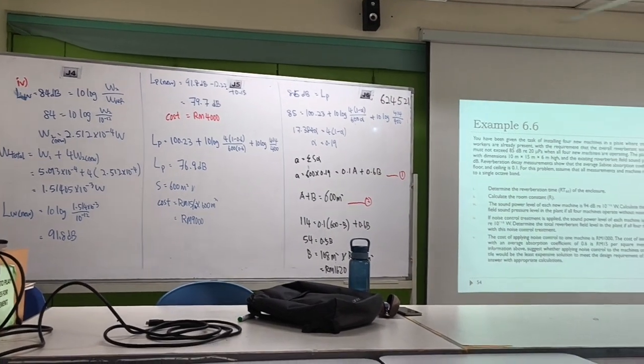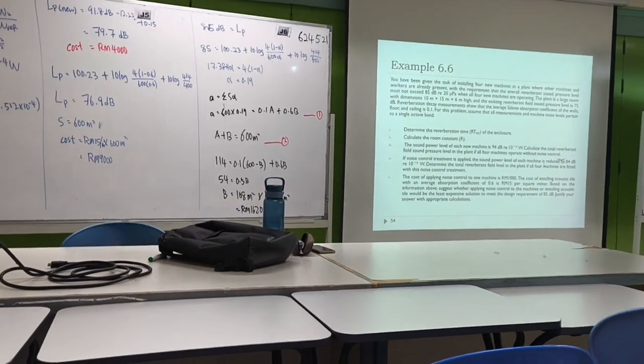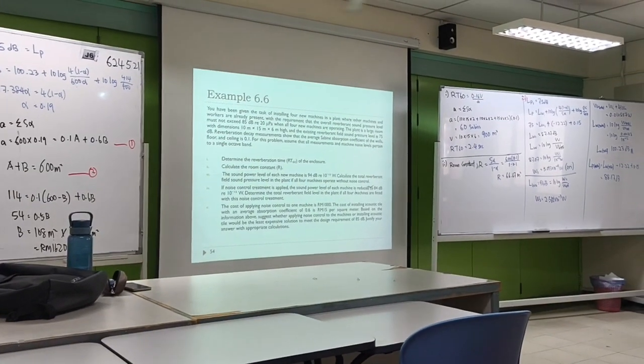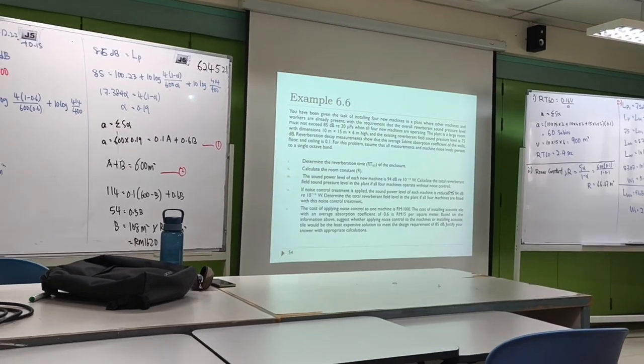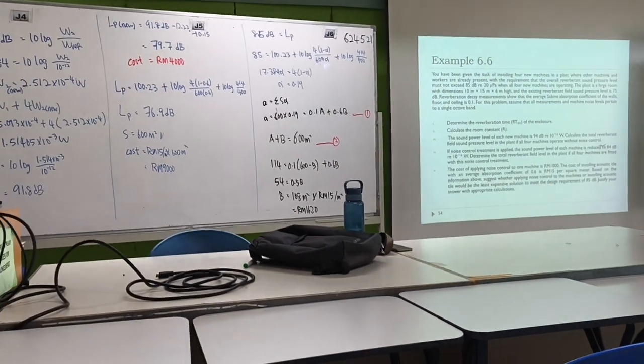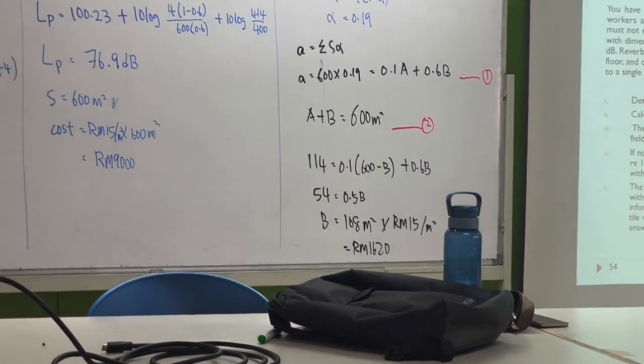Okay, so buy the acoustic panel for all the surfaces, but we just need to apply it on 108 square meters of the surface. Okay, this one is clear. So the cost is 1620.